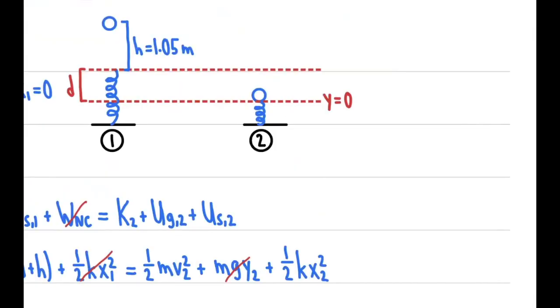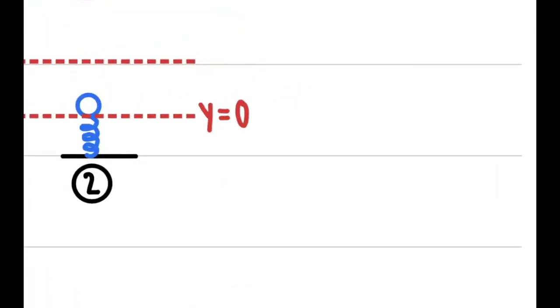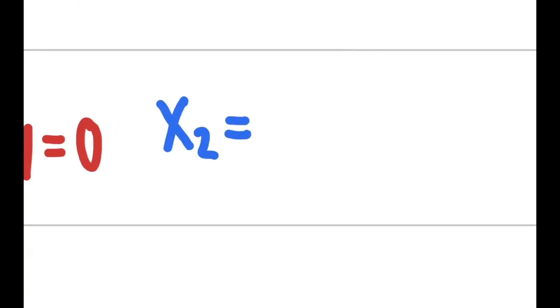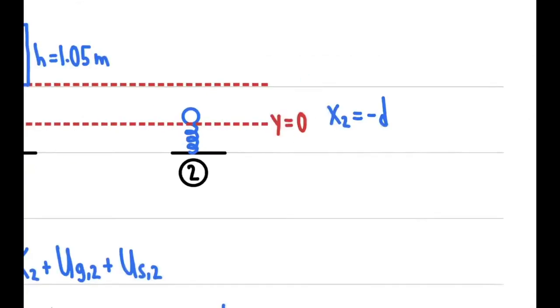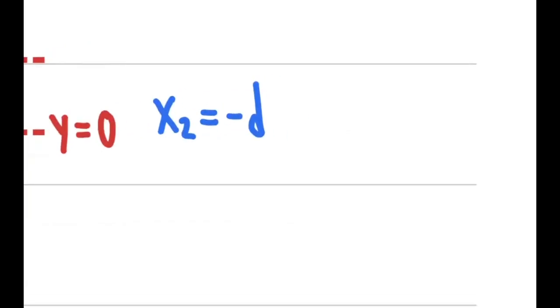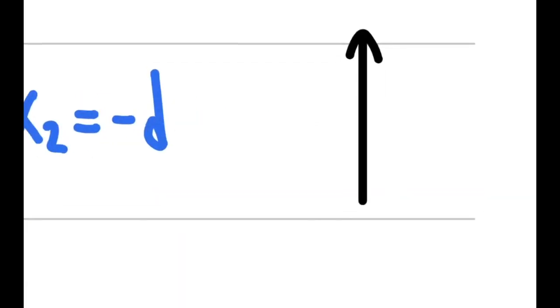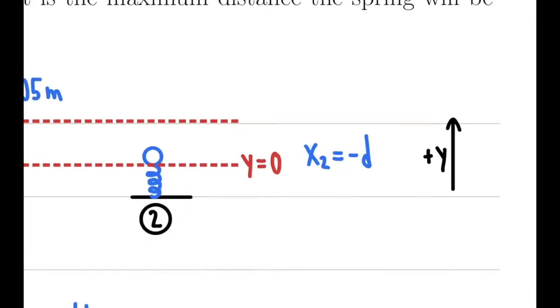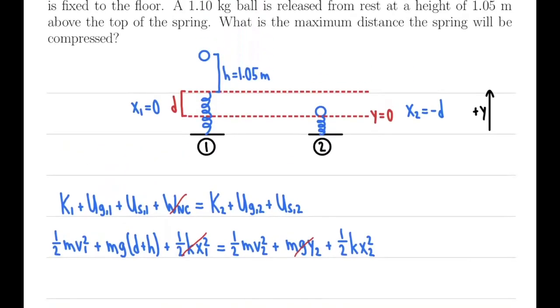X2, remember, we're trying to figure out the displacement from equilibrium. So this is at equilibrium at its natural length, and it just got compressed a distance d. So that means x2 is negative d because it just went down d. It got compressed. Basically, my positive direction is going to be upward. That's what I'm defining it as. We're trying to find D.